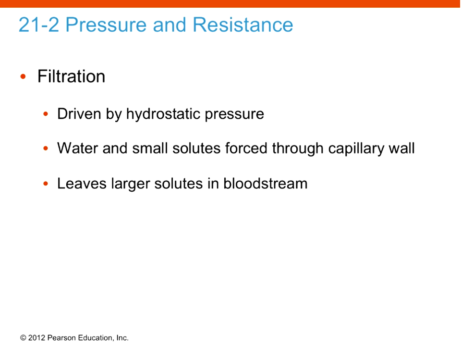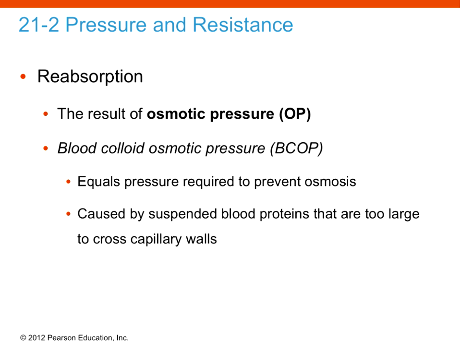So then we have our filtration. Once again, this is just a recap of what we saw in the previous slide. Driven by hydrostatic pressure, remember that forces water out into the solution of the interstitial fluid. Not only does water go out, but some small solutes are able to get out, like some of those glucose molecules, as well as some of those ions, things like sodium and potassium. But larger things, amino acids, and definitely blood cells, should stay in solution. They'll stay in the bloodstream.